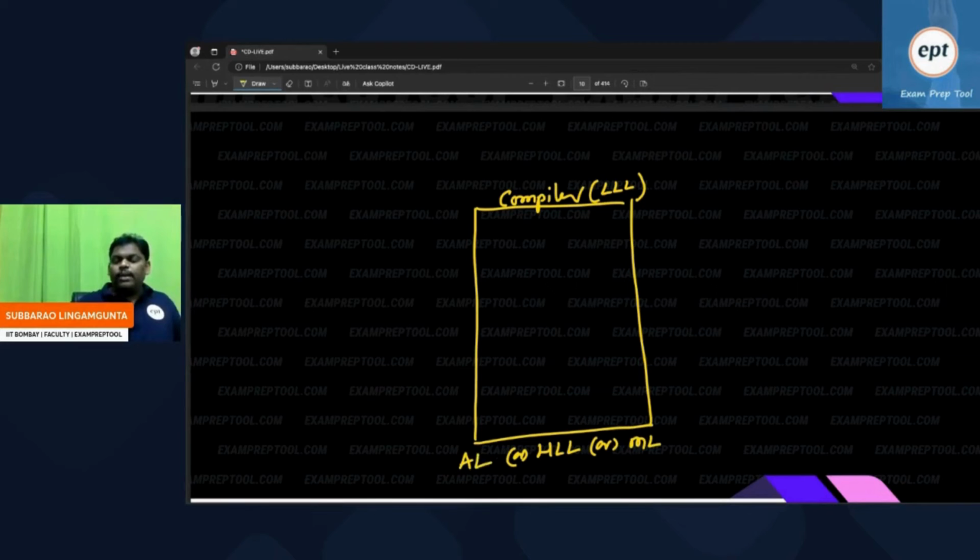Write this down. The compiler will take high-level language as input. It will produce low-level language as output. Sorry for the reversal. It will take high-level language as input and produce low-level language as output.